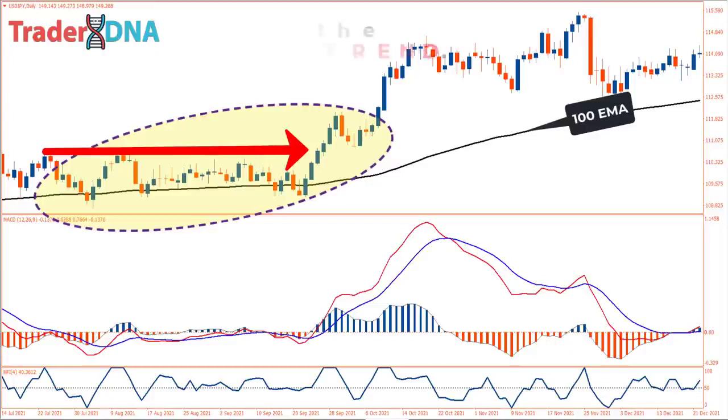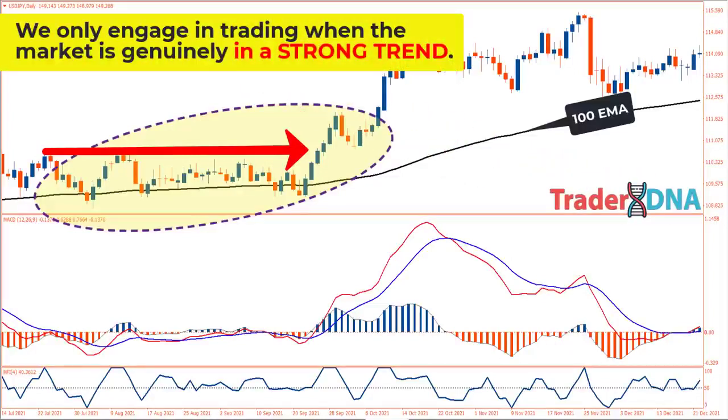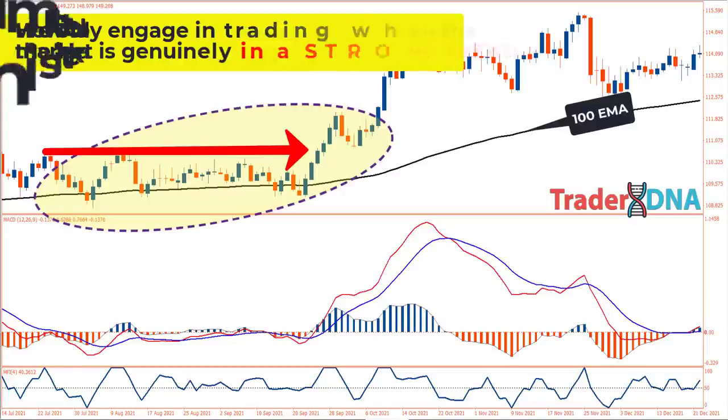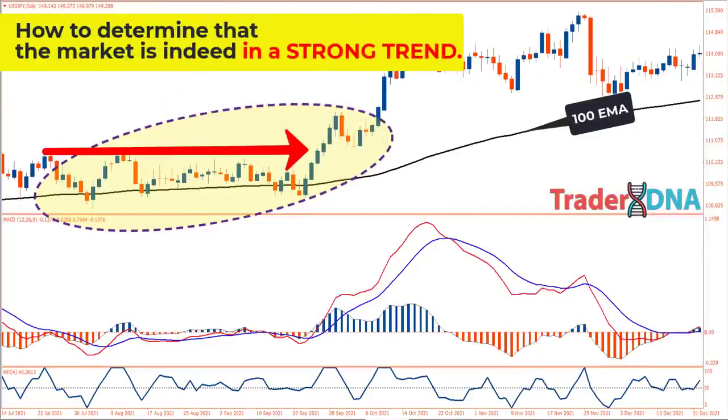In this strategy, we only engage in trading when the market is genuinely in a strong trend. Because when the market is in a strong bullish trend, our chances of success increase significantly, and our buy positions are likely to yield victories. Alright, I will now explain how to determine that the market is indeed in a strong trend.